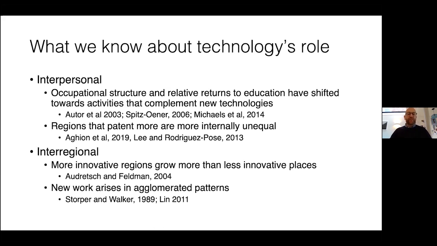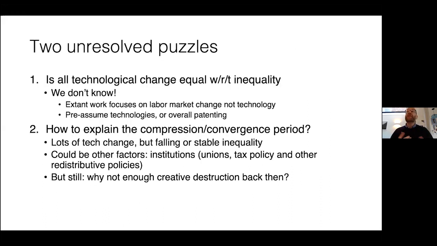We also have lots of ideas and empirics at the interregional scale. We know from Marianne's work with David Autor and many others that more innovative regions grow more than less innovative regions. We also have the suggestion that new kinds of activities that emerge out of these technologies are organized in highly agglomerated ways, which suggests a pattern of interregional inequality. This is just a brief summary of what we know about the potential role of technology in shaping inequality.